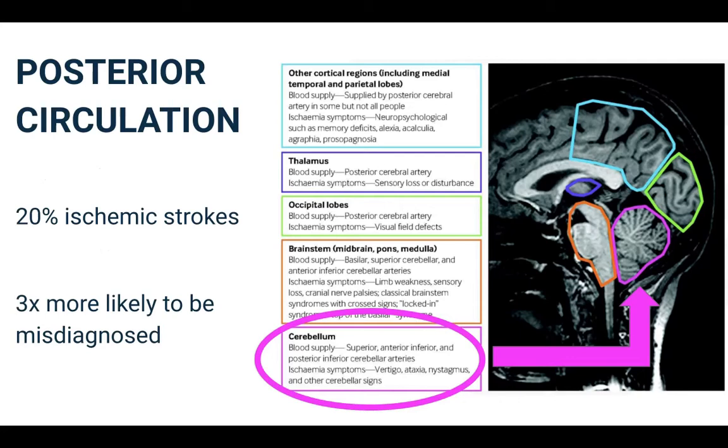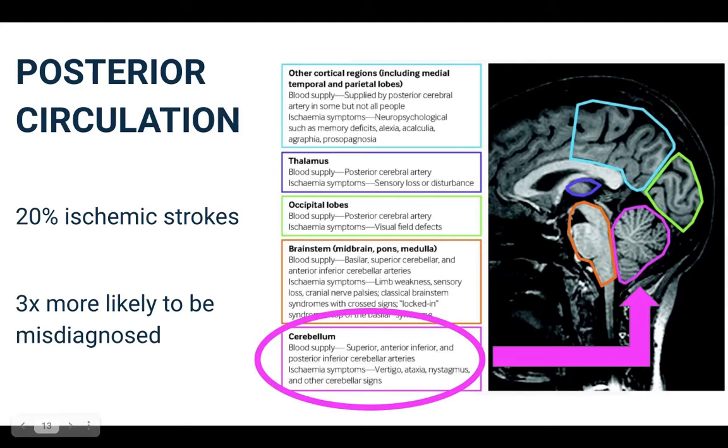So as you can see in this picture here, the posterior circulation affects many areas of the brain. It includes the brainstem, the cerebellum, the occipital lobes, and the thalamus, as well as a few areas of the cortex in certain patients, depending on their anatomy.